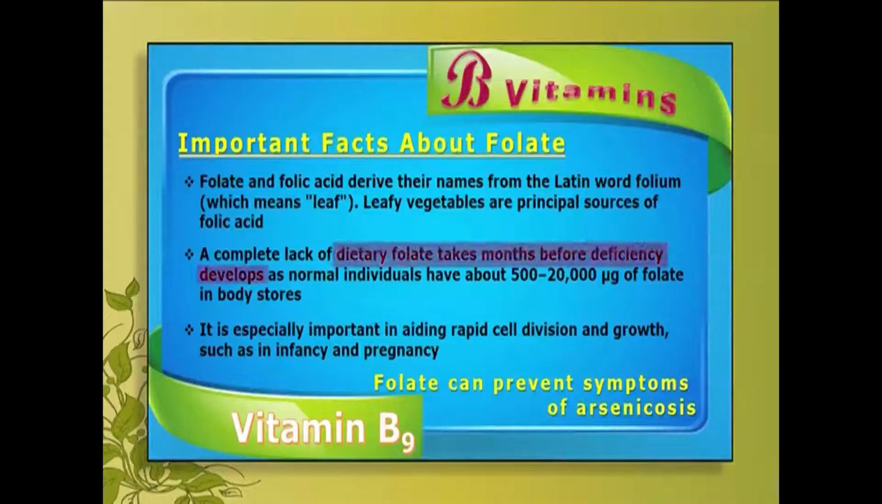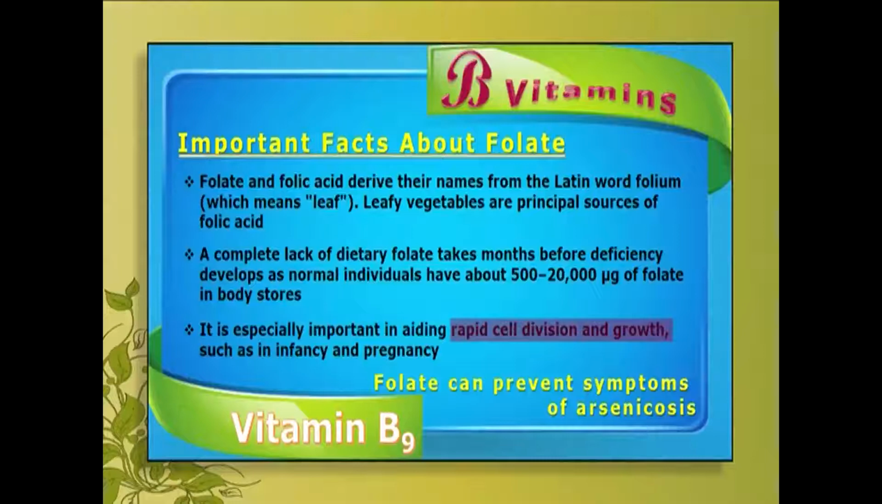Normally, it takes about months for folic acid deficiency to develop because folic acid remains stored up to 20 milligram in the human body. Thus, only when all this store is depleted can the deficiency symptoms crop up. Folate is required for rapid cell growth and division. That's why it is very much important to have folic acid during infancy and pregnancy. These days, it has been observed that folic acid can prevent symptoms of arsenic toxicity. As we know that in Gangetic West Bengal and in Bangladesh, there is a severe problem of groundwater arsenic contamination.